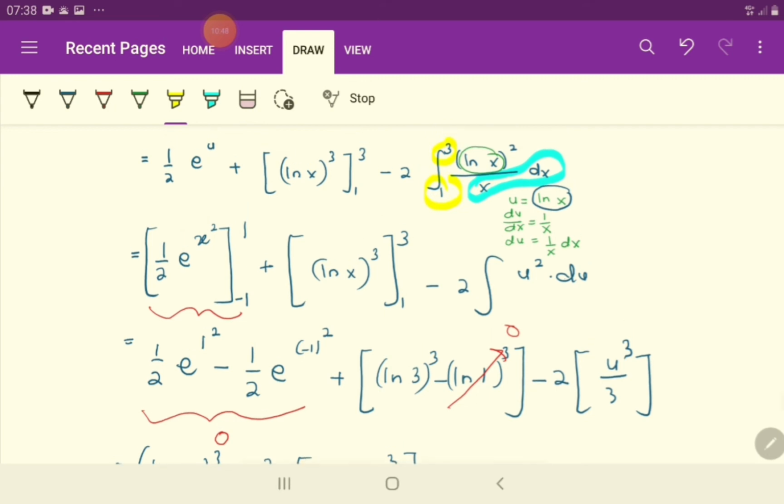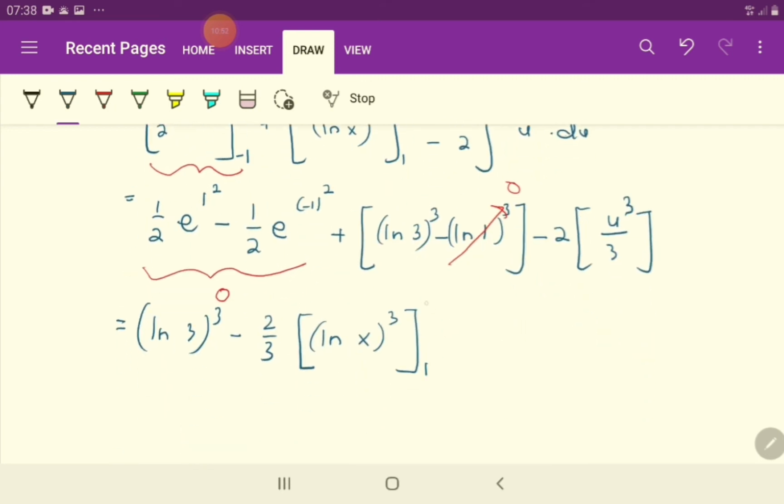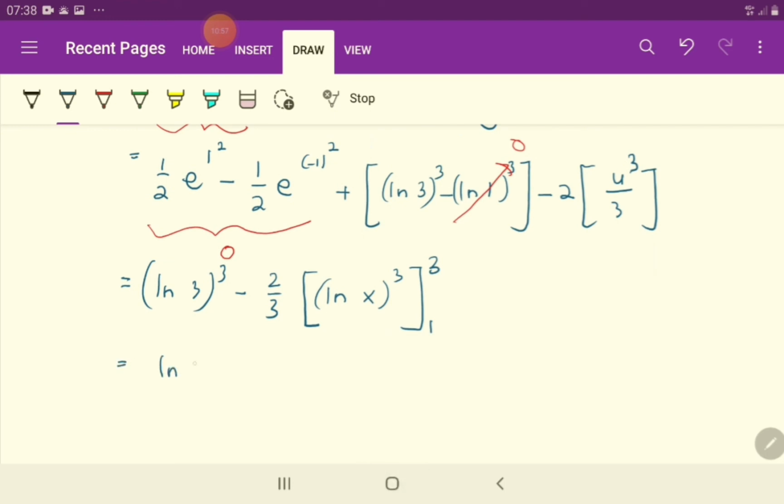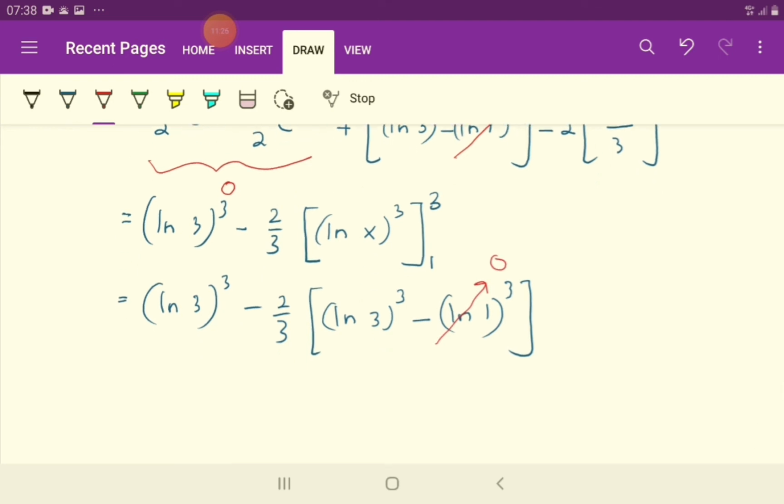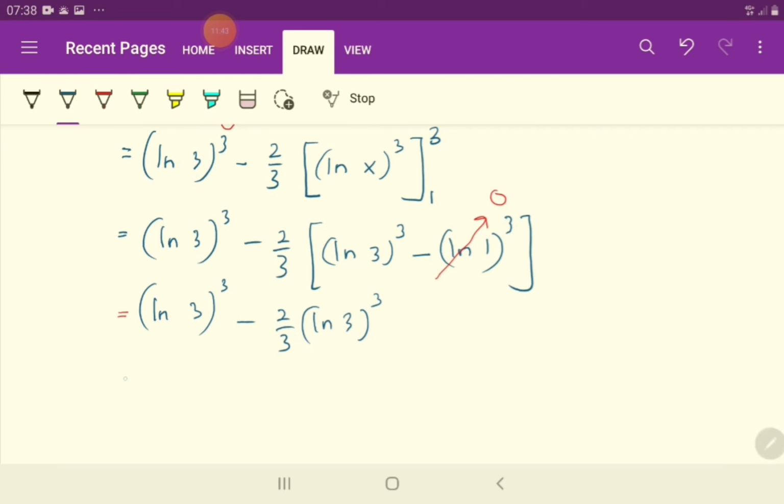Based on the integral here, 1 to 3, so substitute. I have ln 3 to the power 3 minus ln 1 to the power 3. Again, this has value 0 because ln 1 equals 0. So I only have ln 3 to the power 3 minus 2 over 3 ln 3 cubed. So 1 minus 2 over 3 is equal to 1 over 3, so the final answer is one third of ln 3 cubed.